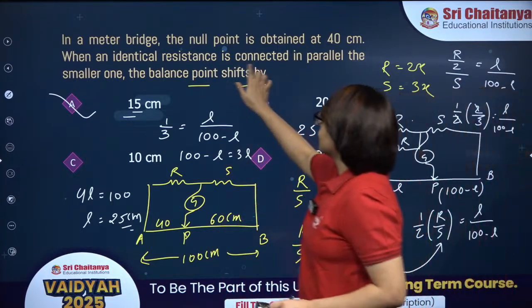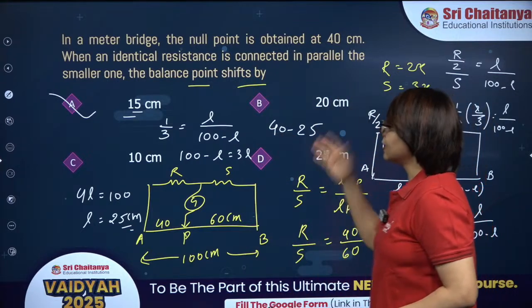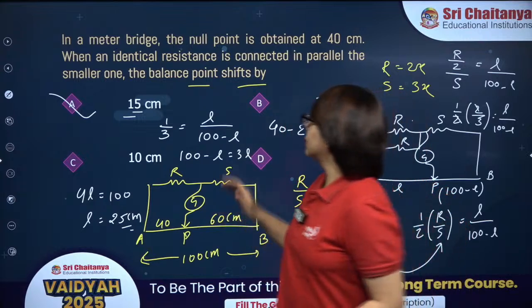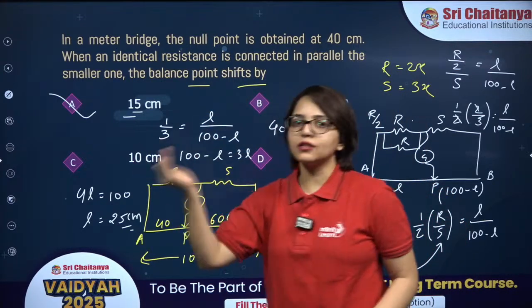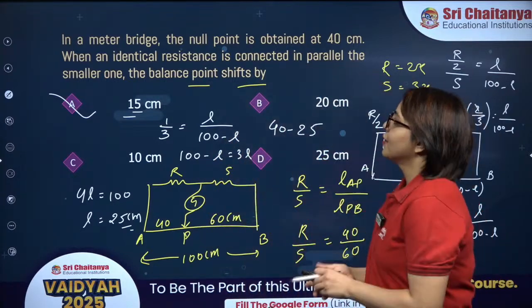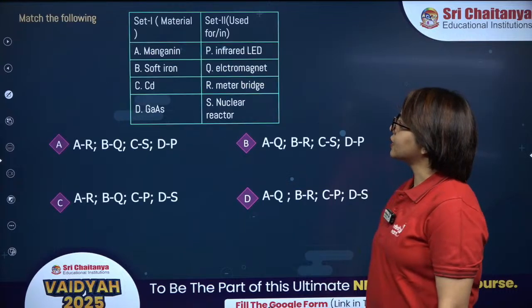They are asking the shift, beta. They are not asking the new balancing length. If they asked for the new balancing length, then option D would be correct. But if they are asking the shift, that means earlier it was 40, now we have 25. So 40 minus 25, how much is the shift over here? 15 centimeter. Well done guys, good job everyone. Alright, let's move on to the next one.